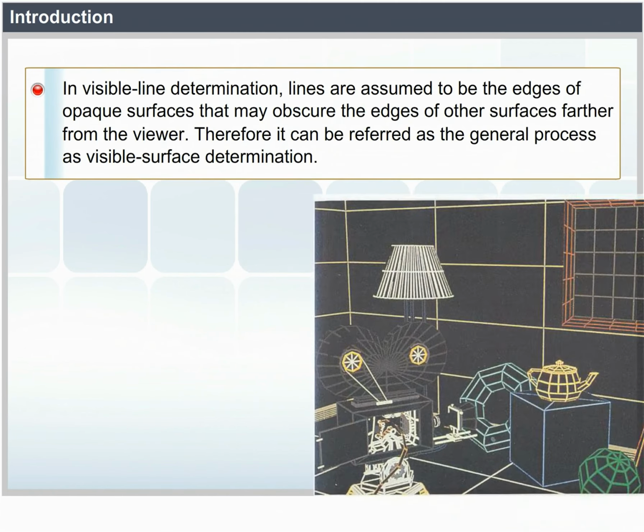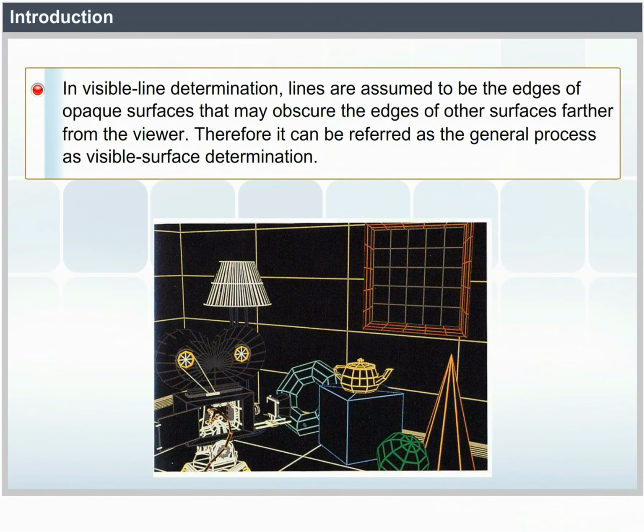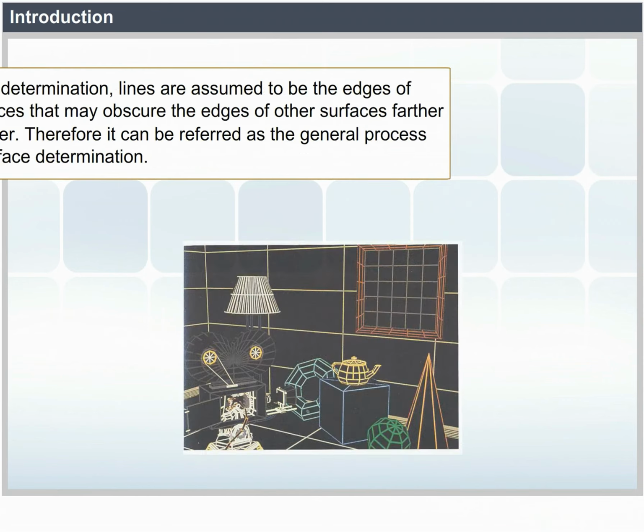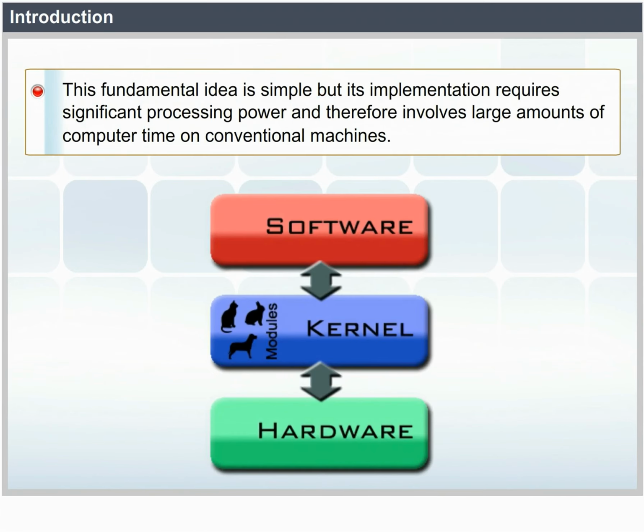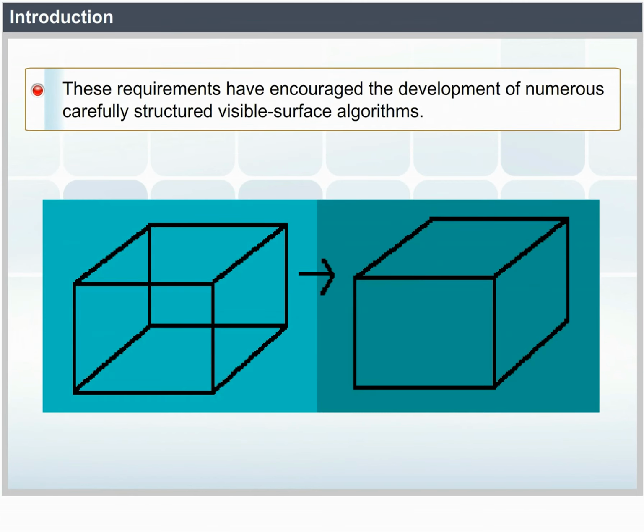In visible line determination, lines are assumed to be the edges of opaque surfaces that may obscure the edges of other surfaces farther from the viewer. Therefore, we shall refer to the general process as visible surface determination. This fundamental idea is simple, but its implementation requires significant processing power and consequently involves large amounts of computer time on conventional machines. These requirements have encouraged the development of numerous carefully structured visible surface algorithms.